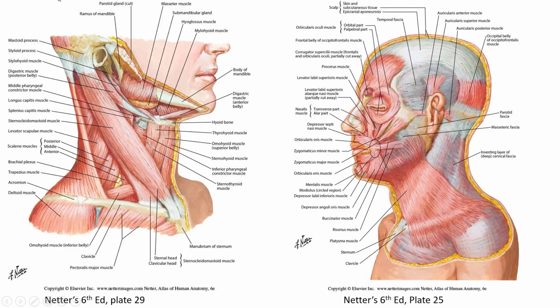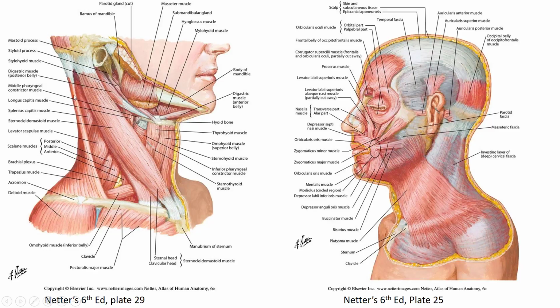So here on the left we have an image from Netter's, and the sternocleidomastoid muscle runs from the mastoid process here down across the lateral side of the neck. It attaches to the sternum medially, and there's also a branch that goes into the clavicle laterally.